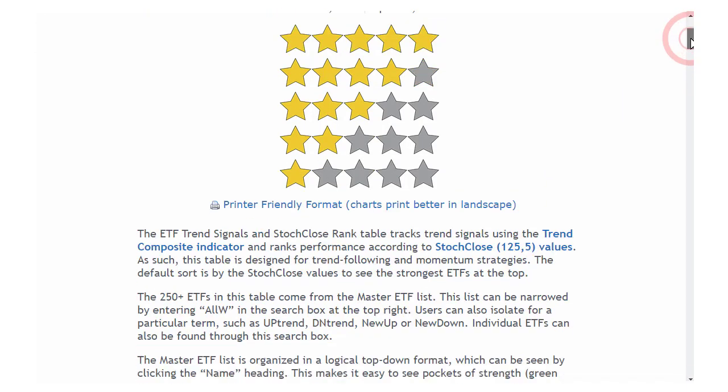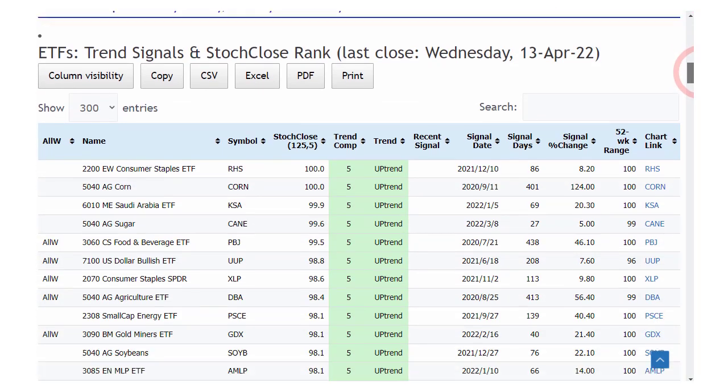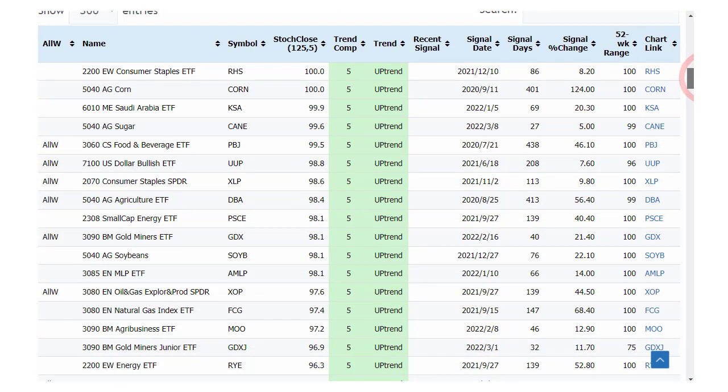And what this does is it ranks the ETFs by price performance, and it also tracks the trend composite signals. So we can see, sorted here, the top ETFs: consumer staples, corn, Saudi Arabia. That's obviously oil related. Sugar, food and beverage. So we're seeing a lot of defense there with consumer staples twice and food and beverage, and commodities, corn, sugar. Saudi Arabia is related to oil. Small cap energy hit a 52-week high. So right there we can see where the leaders are, and the leaders are defensive and commodity related.